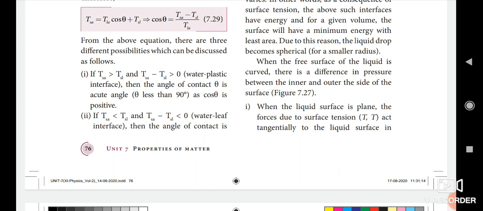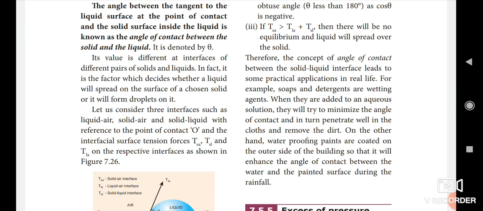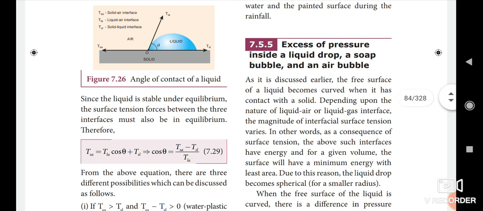Okay, then the second possibility is if the solid-air is less than the solid-liquid, that means TSA minus TSL will be less than 0. Here the interface is the water and leaf interface. Here the angle of contact is an obtuse angle. Obtuse angle means the theta value will be greater than 90 degrees but less than 180 degrees, so the cos theta value will be negative. In the third case, there is no equilibrium, the liquid is not in equilibrium, so it cannot make any angle of contact. So three possibilities are there.